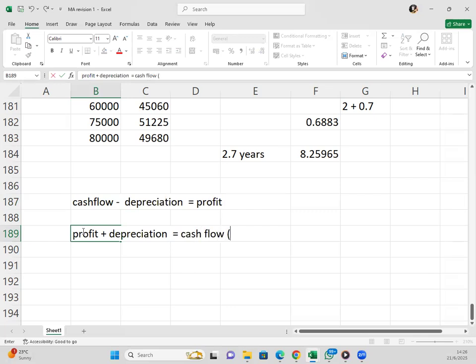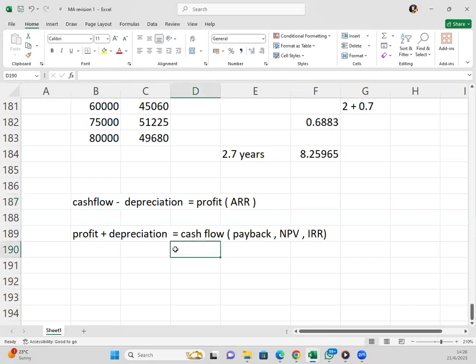The methods that use cash flow are the payback period, the NPV, and IRR. These use cash flows. Then which ones use profit? The method that uses profit is the ARR. The ARR, in fact, is the one that uses profit. Now let's move to the next question.